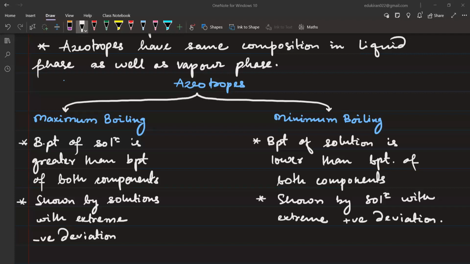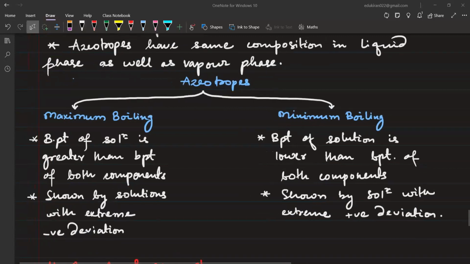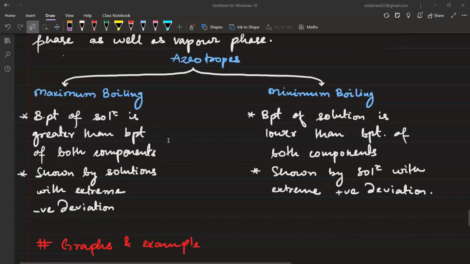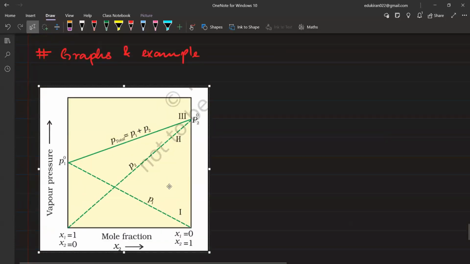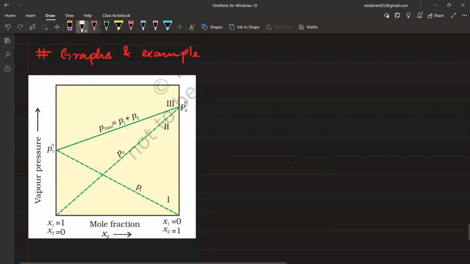First, we'll see the graph of Raoult's law. Okay, also, and it is finite solution. So please see, you must be seeing this graph for the first time. Okay, please see here. Now, this is for the ideal case, okay? The graph of Raoult's law.